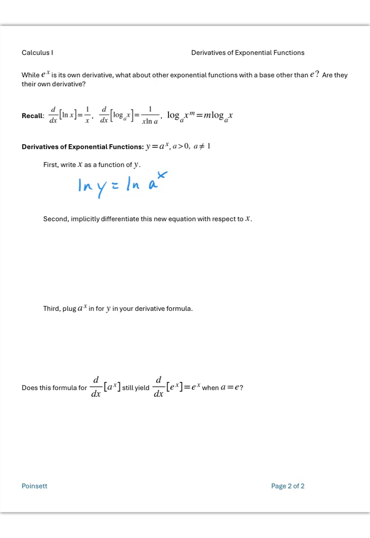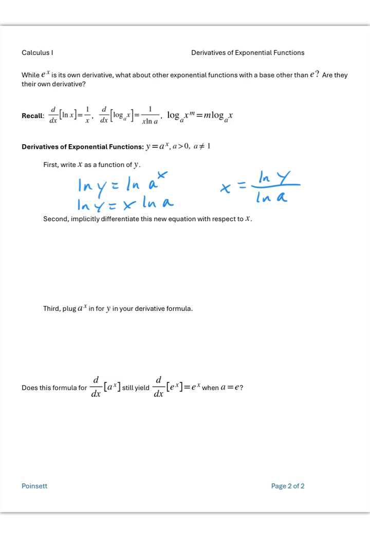However, we can use the logarithm laws, specifically this one right here, that when you have a power, that can be brought down front. So this is the same thing as natural log of y is equal to x times the natural log of a. Now, ultimately, if we want to get x by itself, we can divide both sides by the natural log of a, and we get x is equal to the natural log of y divided by the natural log of a.